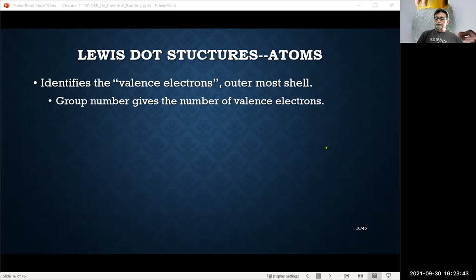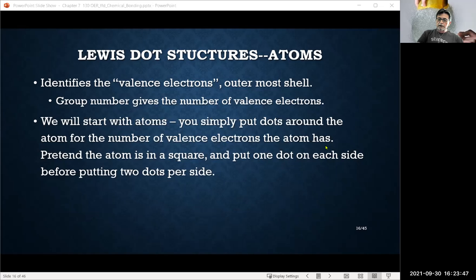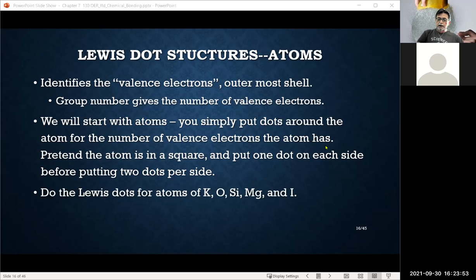Identify the valence electrons. So remember, that's the group number, the group A elements. That tells you how many valence electrons you have. Very straightforward. And then that's it. So if, for example, they ask you to do the Lewis dot structures, let's say for the atoms of potassium, oxygen, silicon, magnesium, and iodine.